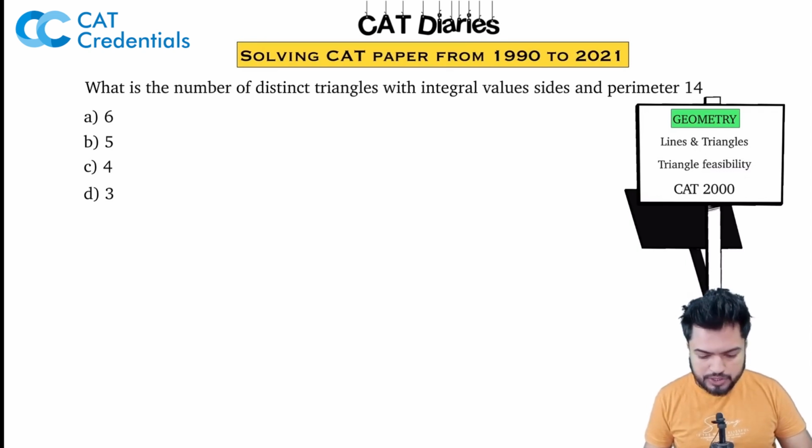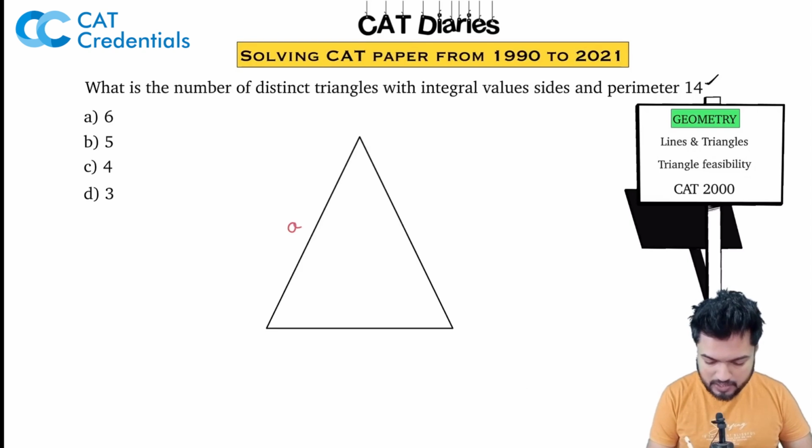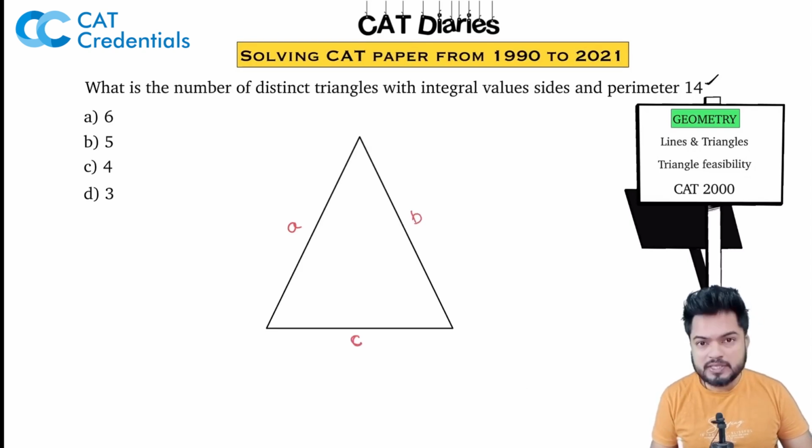So the question here is, what is the number of distinct triangles with integral value sides and perimeter as 14? Okay, so what do I understand? I understand that there is a triangle here, with integral value sides. So if I say one of the sides is A, the other side is B, and the third side is C, all these three, A, B, C, are integers. We know what integers are. 1, 2, 3, 4, they are all natural numbers.